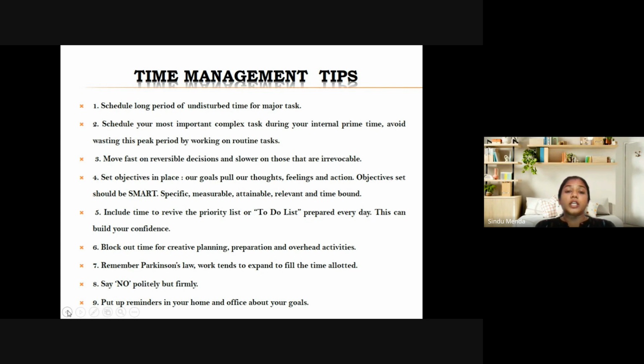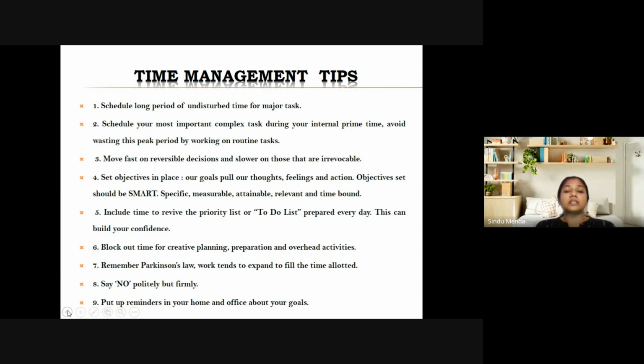Next one is include time to review the priority list. Which one is on the to-do list and which one is not, you have to prepare daily. This can build your confidence about where you are and what you are going to do in the future. Next one is block out time for creative planning, preparation, and overhead activities. You need to give priority to your blocks. You have a number of tasks, you put them in different quadrants and give numbering to the quadrants. Based on that you can do your activities.